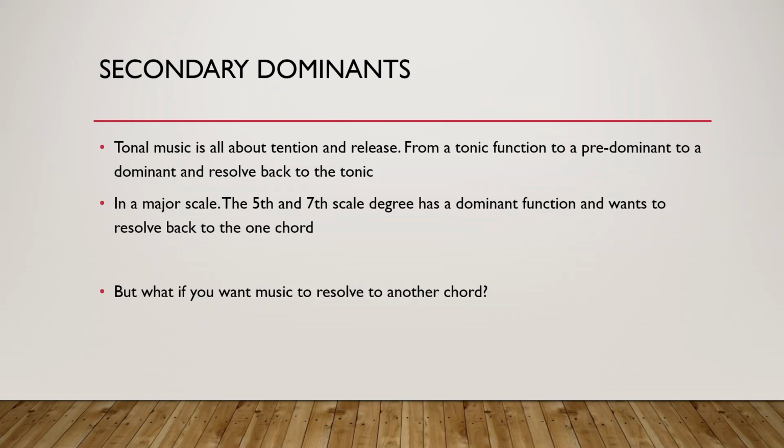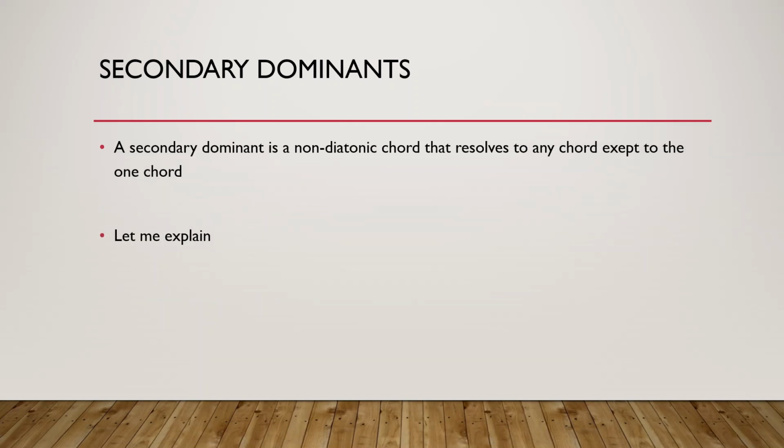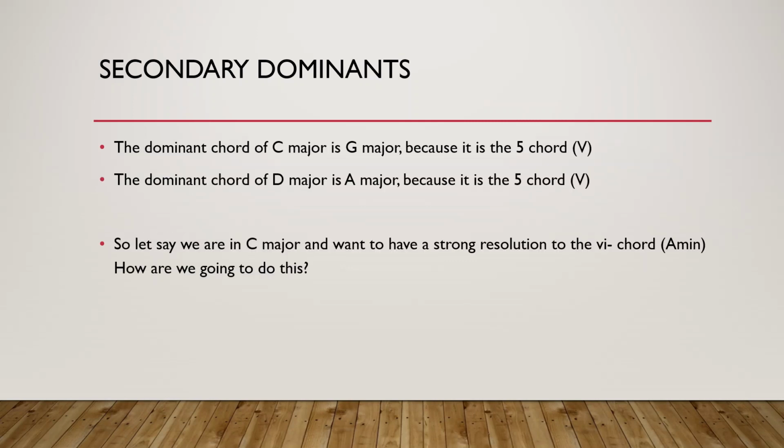In a major scale, the 5th and 7th scale degree has a dominant function and wants to resolve back to the 1 chord. But what if we want our music to resolve to another chord? A secondary dominant is a non-diatonic chord that does this. It resolves to any other chord except to the 1 chord. So let me explain this, alright?